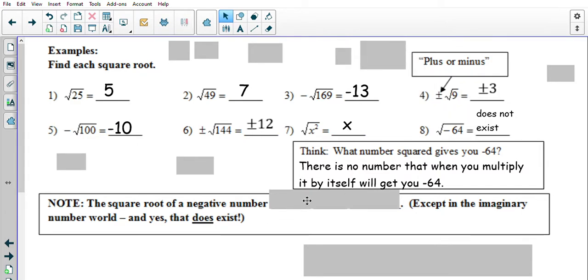So the square root of a negative number does not exist, except in the imaginary number world. And yes, that does exist. We're not going to talk about imaginary numbers right now, but if you happen to take Algebra 2 in high school, you will talk about the imaginary number system, which oddly enough does exist. You can't make it up, I swear.